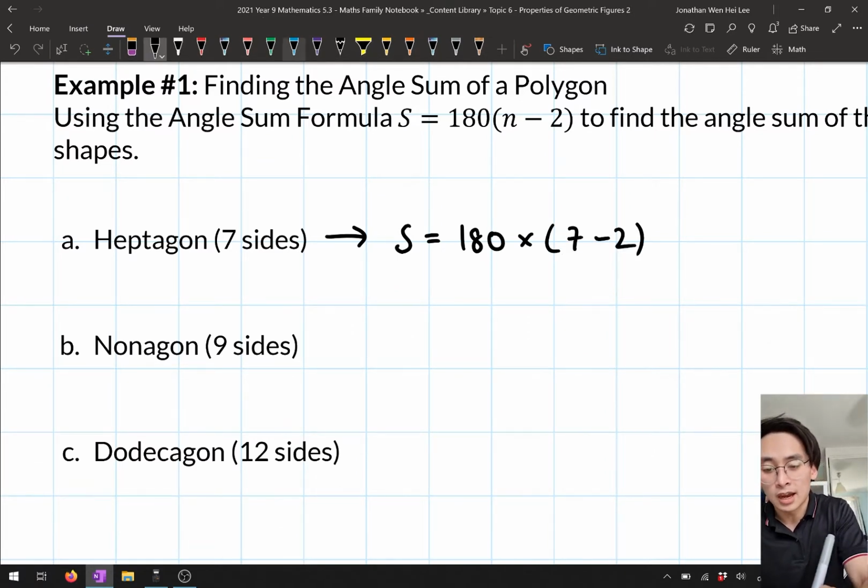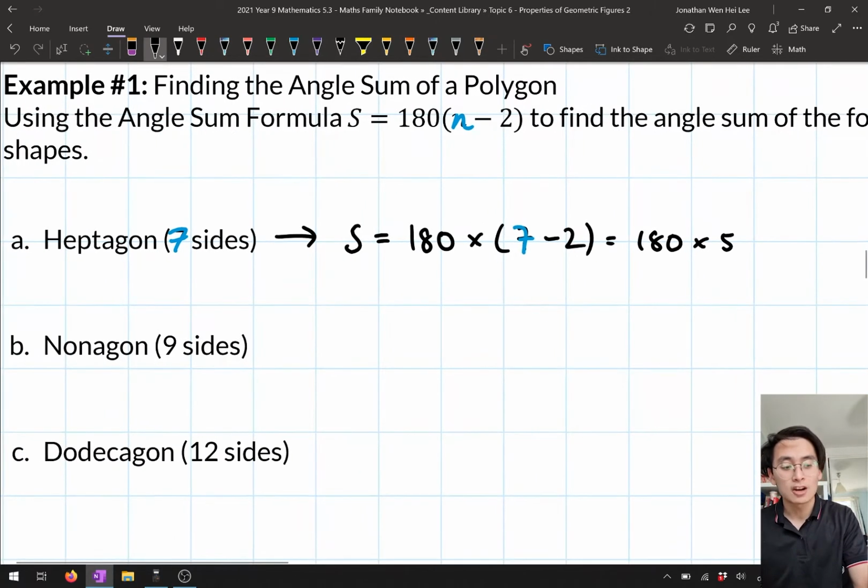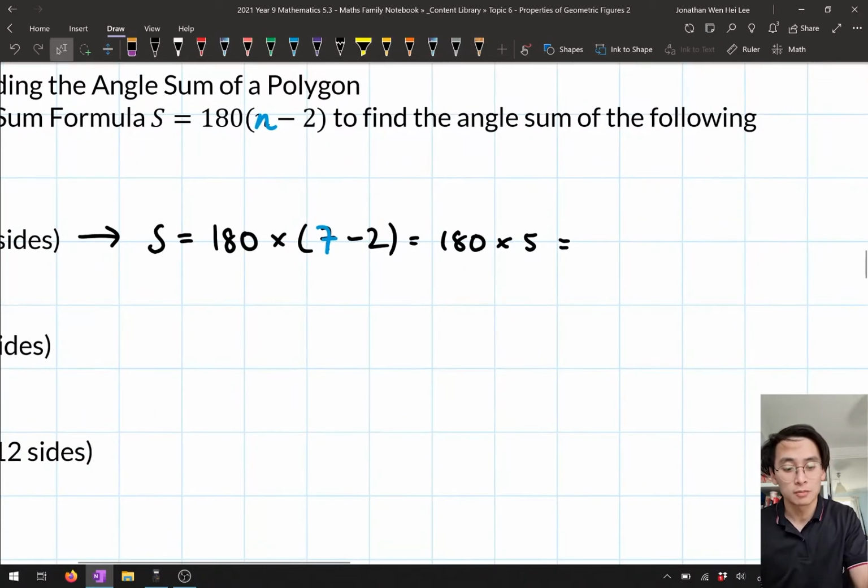Because the number of sides is 7, I'm just replacing n in my formula with 7. And so with our regular BODMAS, we do the subtraction inside the brackets first. So that's going to be 180 degrees times 7 minus 2, which is 5. 180 times 5 is going to give me 900 degrees.